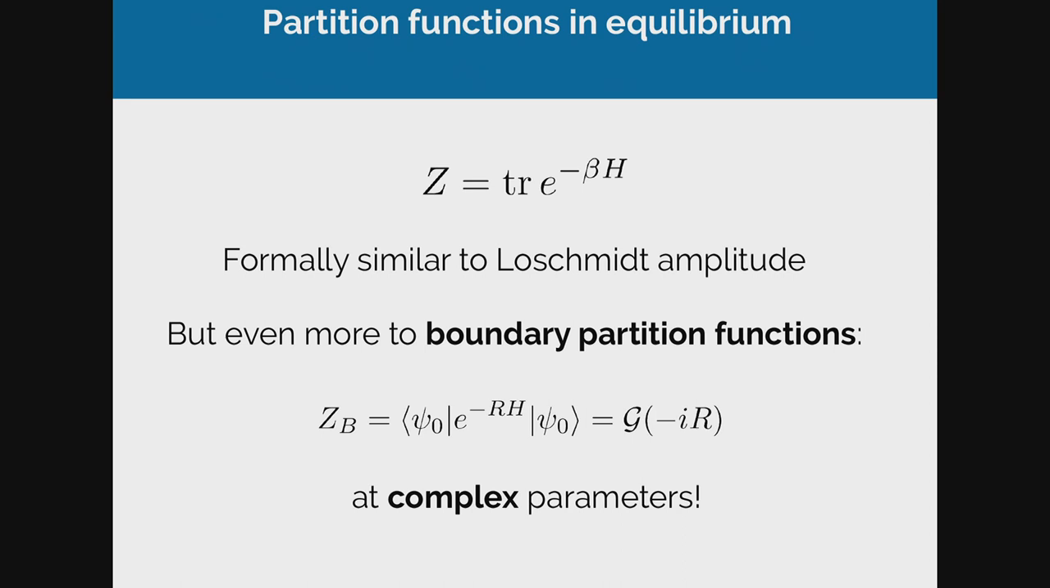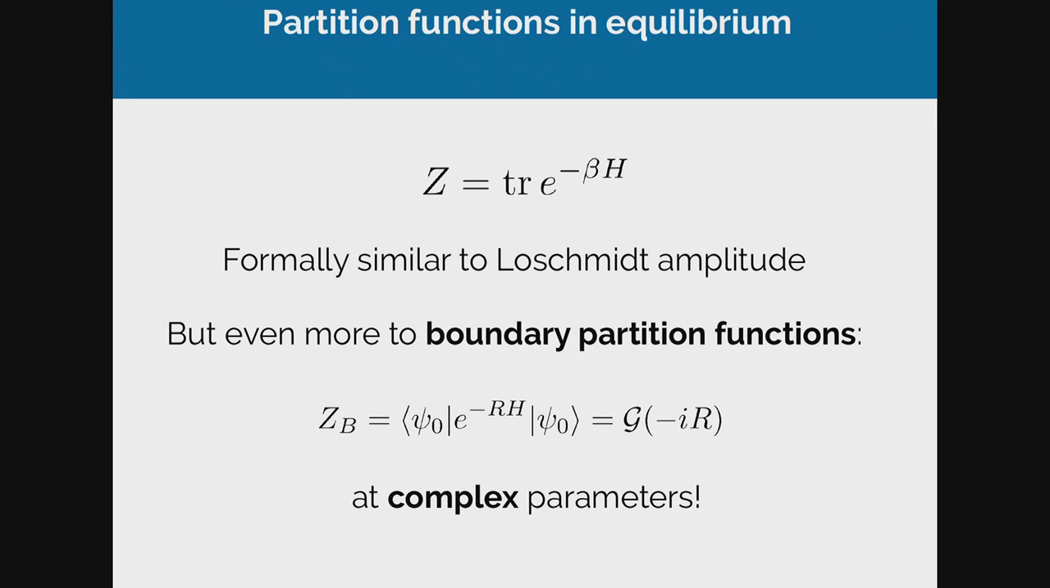Up here you see the canonical partition function of a system described by a Hamiltonian at some inverse temperature beta. Already here you might recognize some similarity to this Loschmidt amplitude in that it is some kind of an average of an evolution operator. But there's an even closer connection, formally, to a certain class of partition functions, and these are called boundary partition functions. You can see them written down here, which appear when you have systems subject to boundary conditions.